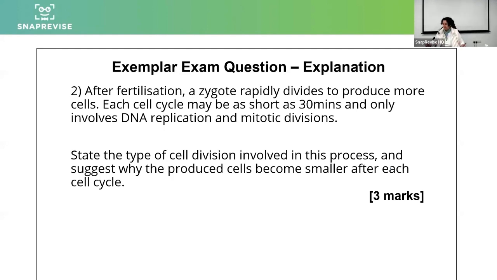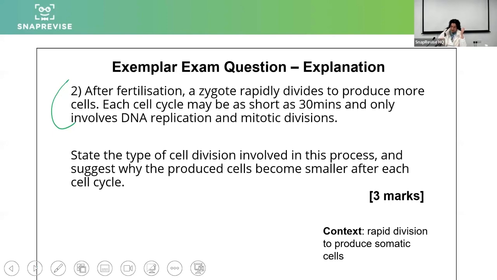Okay. Let's look at the answer together. So the context is the whole first sentence. The context tells us that we are dealing with cell divisions, rapid cell divisions to produce somatic cells. And so our command is state.